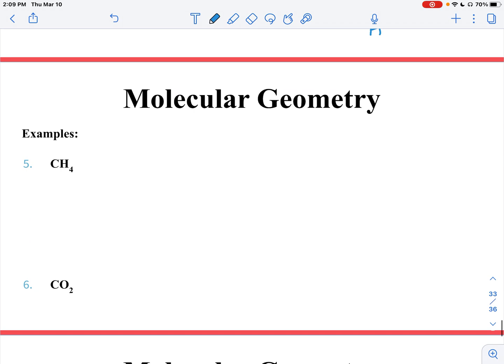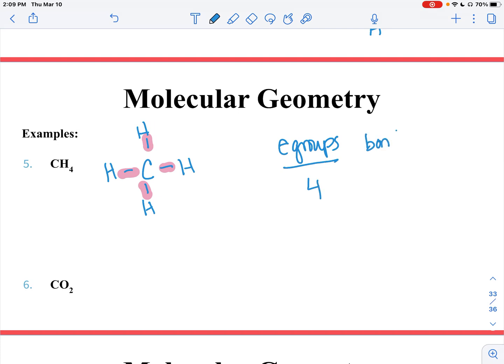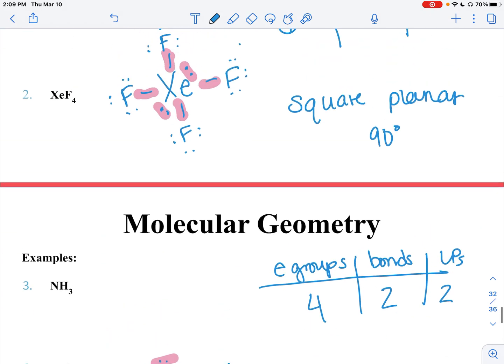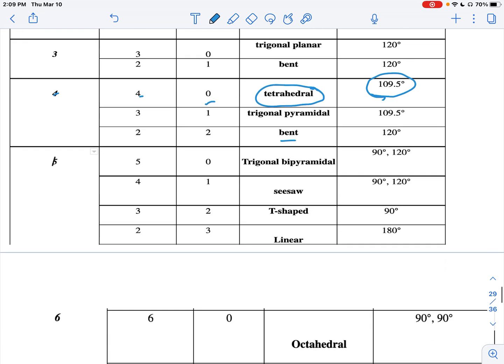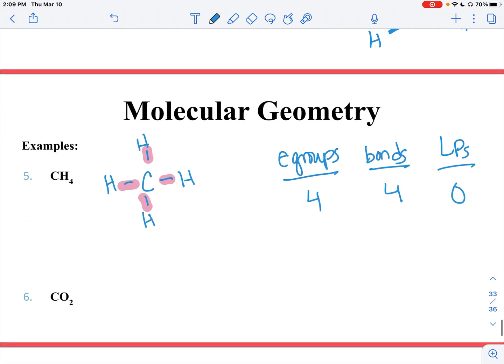All right, so 2 more. We have CH4. Four groups. And they are all bond groups. So 4, 4, 0, very common one, is tetrahedral. You notice the bond angle is a little weird in tetrahedral, 109.5. That is what happens when they all repel each other as much as possible.